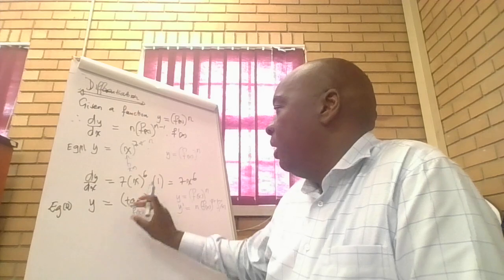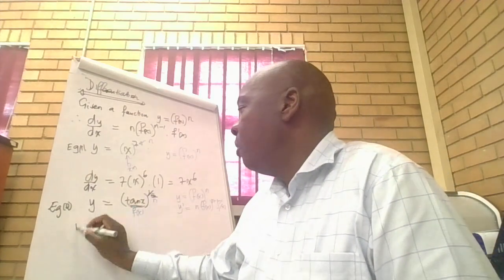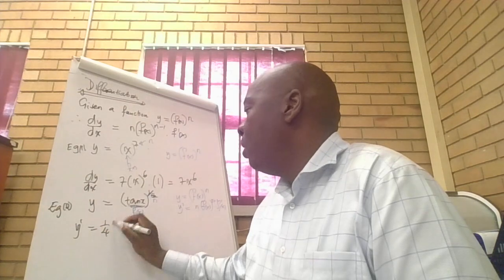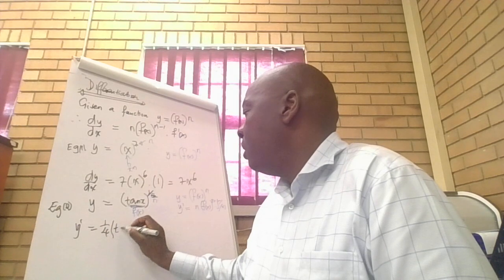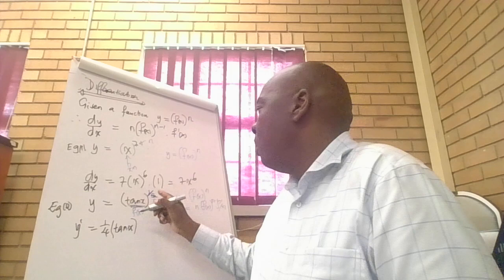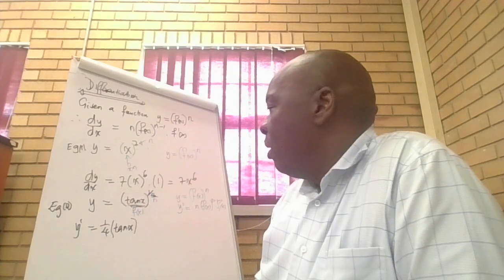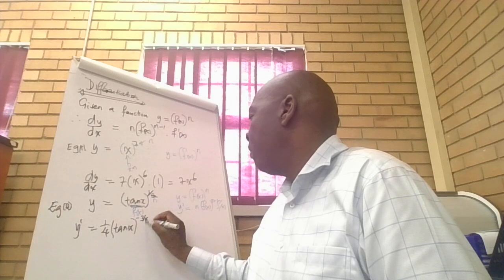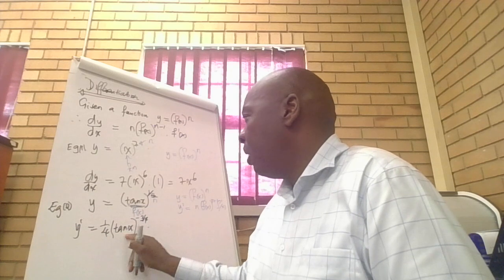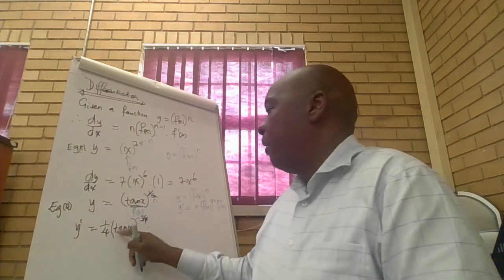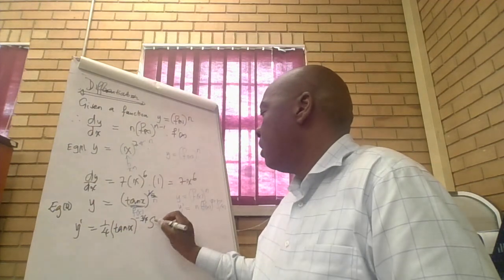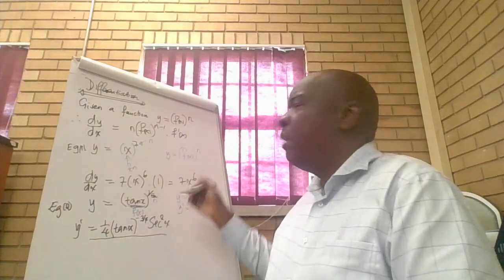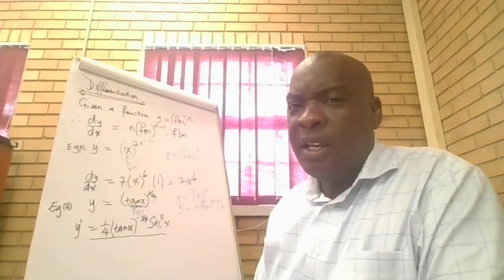So let's differentiate this function. It follows that dy by dx here will be given by n, which is 1 over 4, and then your f of x, which is tan x, to the power n minus 1. So that will be 1 over 4 minus 1, which gives me minus 3 over 4. And then I must differentiate the f of x. Remember the f prime. If I differentiate tan x, what do I get? Sec squared x. So we have differentiated this function here by taking advantage of this technique.